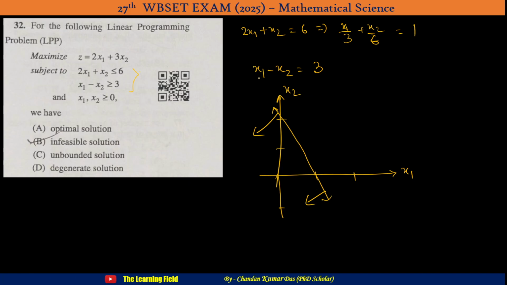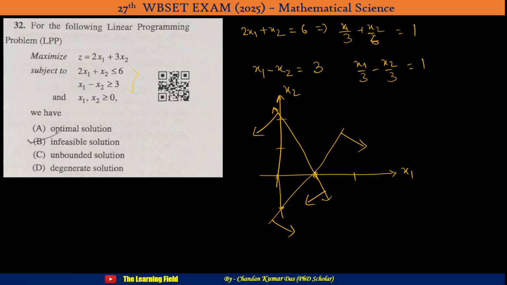Now the second one is x1 by 3 minus x2 by 3 equal to 1. So 3 0 and 0 minus 3 are the points. So 3 0 is this point, 0 minus 3 is this point. So this is the graph. Okay. And if we put 0 0, then this does not satisfy. That means the region is opposite to the origin.